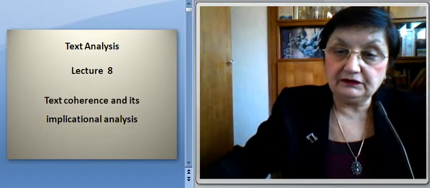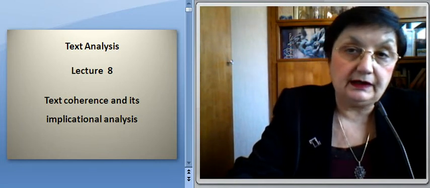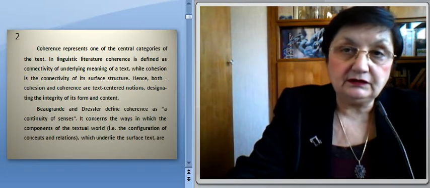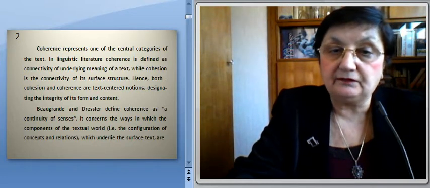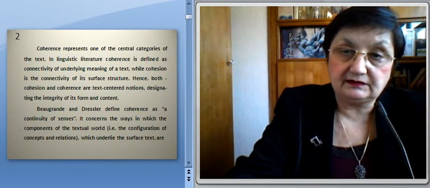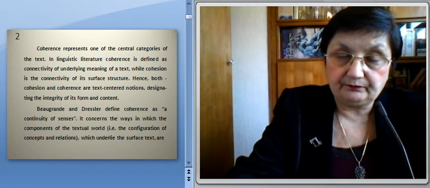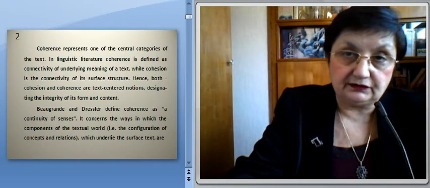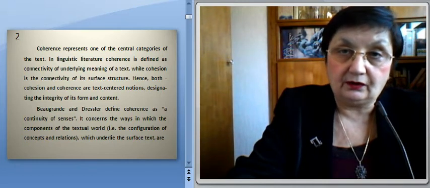Lecture 8 is devoted to the discussion of text coherence and its implicational analysis. Coherence represents one of the central categories of text. In linguistic literature, coherence is defined as connectivity of underlying meaning of a text, while cohesion is the connectivity of its surface structure. Hence, both cohesion and coherence are text-centered notions designating the integrity of its form and content.